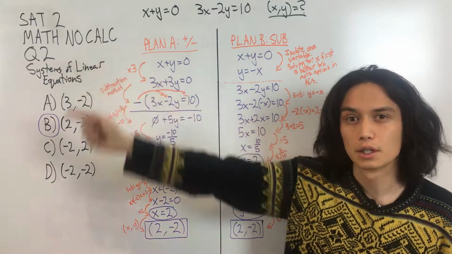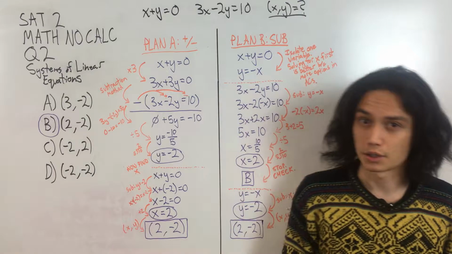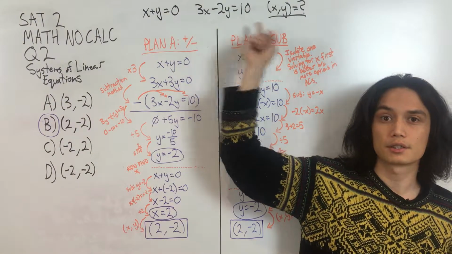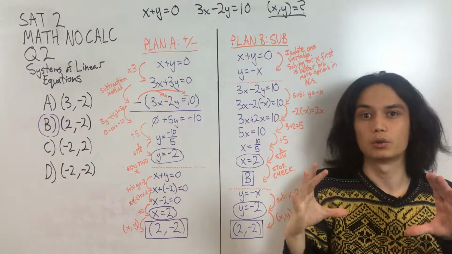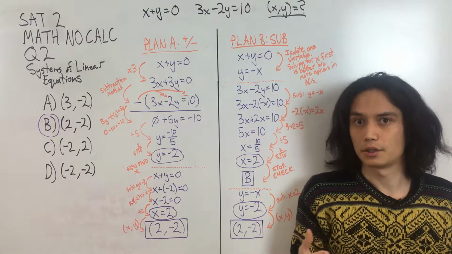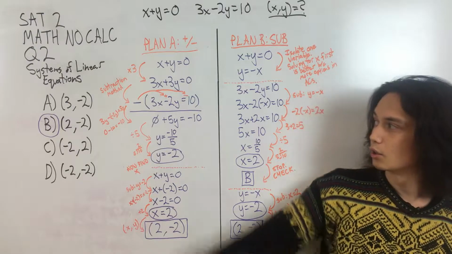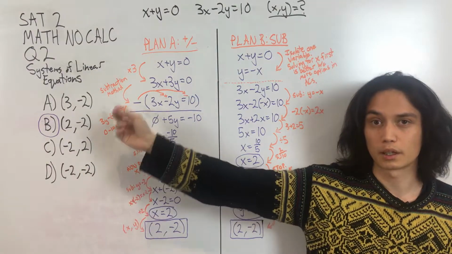Question number 2. This is a systems of linear equations question. If you read the question, it just gives us two linear equations and asks us for an xy coordinate that solves both equations. This is a straightforward systems of linear equations question. Here, all these answer choices are in this form of xy coordinates.